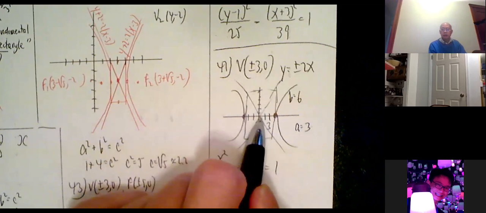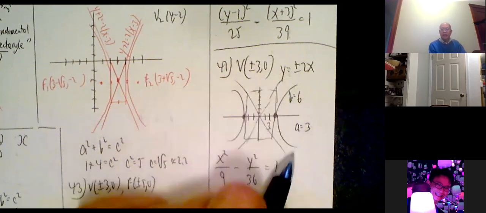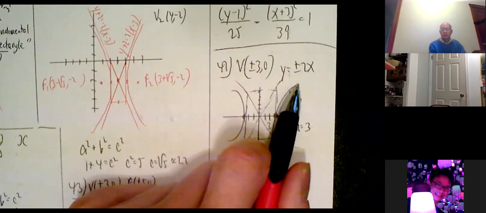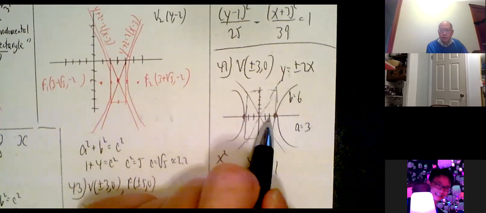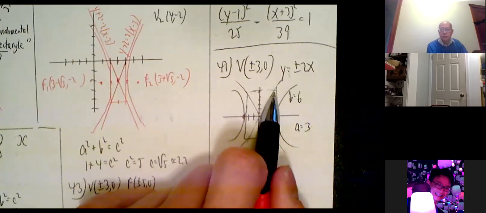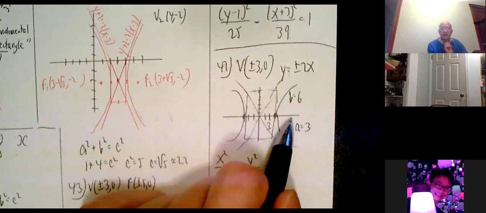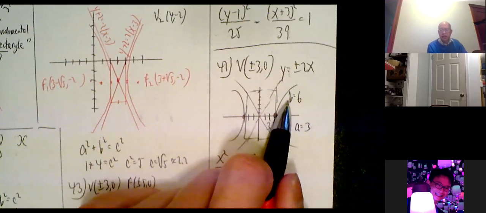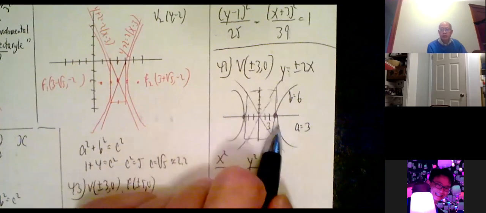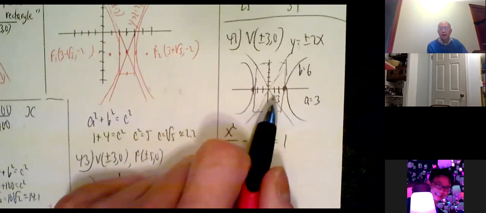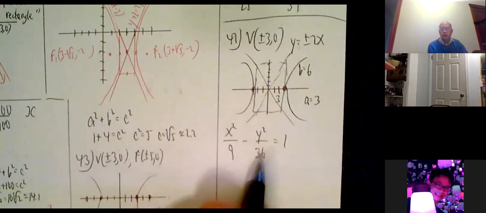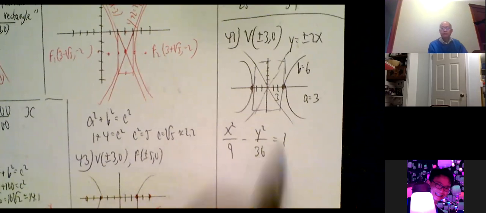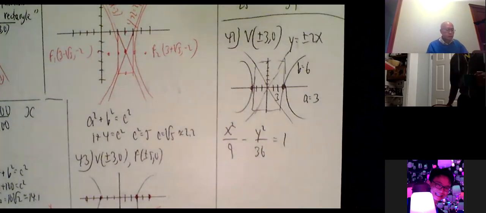Is that right? Okay, one more time. The A is 3. Asymptote is y equals 2x and negative 2x. That means if the slope is going to be 2, it's rise over the run. The run is 3. That makes the rise 6. Now, I can figure out the c, but I don't need to. It just asks for the equation. Okay, it's opening left and right, so x squared comes first. X squared over a squared, x squared over 9, minus y squared over b squared, 36 equals 1. And there we are, folks.